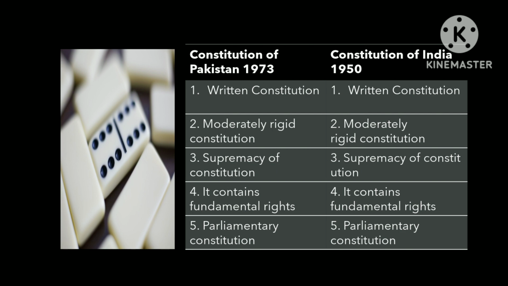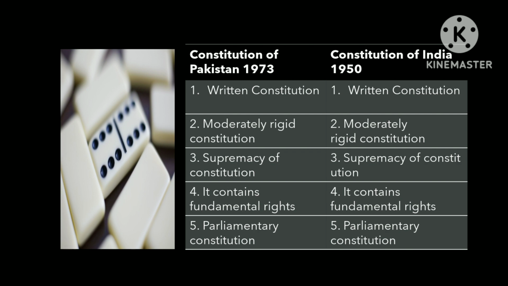Now let's begin the comparison. The Constitution of Pakistan 1973 and the Constitution of India 1950 have 5 similarities, which are written over here. The first similarity is the written constitution. Moderately rigid constitution. Supremacy of the constitution. It contains fundamental rights. Parliamentary constitutions. We will explain each point explicitly here in this video.